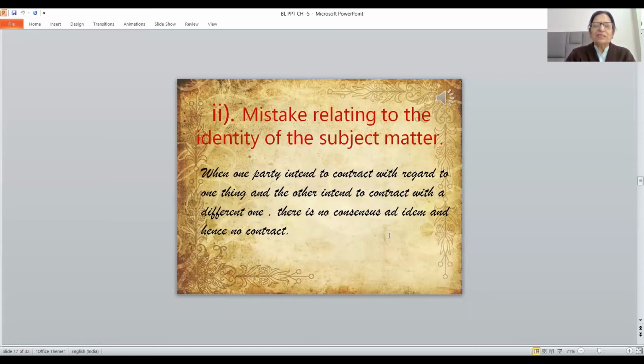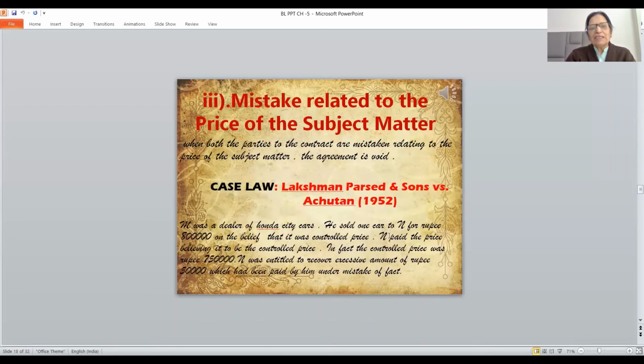Coming to the second point, which is mistake relating to the identity of the subject matter. So you all know, friends, that there must be consensus ad idem between the parties. If there is no consensus ad idem, both the parties are not agreeing upon the same thing in the same sense, then that agreement will not be valid. It will be void. A has 2 cars. One is Honda City, other is Wagoner. He wants to sell Honda City car to B, but B is thinking of buying his Wagoner car. So there is no consensus ad idem between the parties, or we can say there is mistake as to identity of the subject matter.